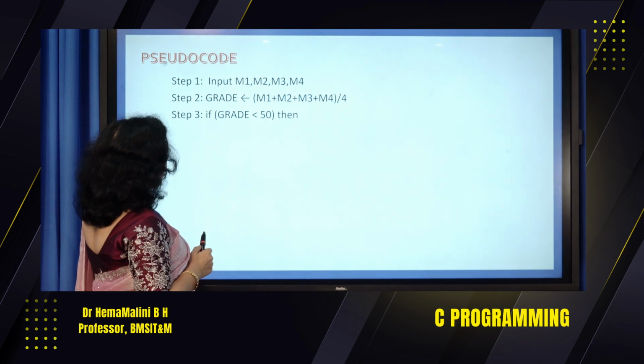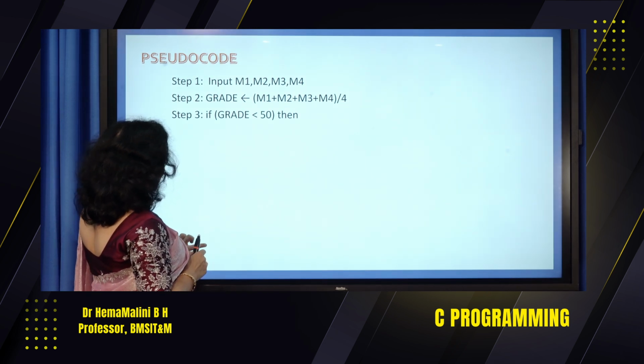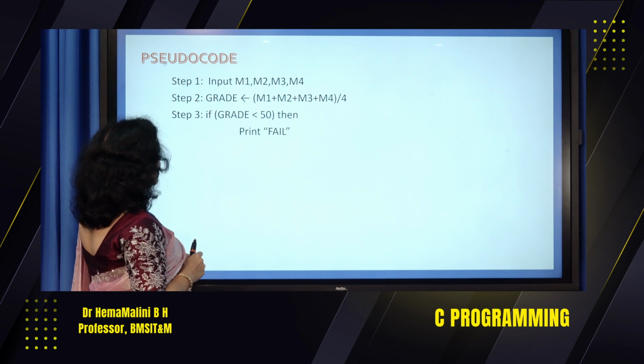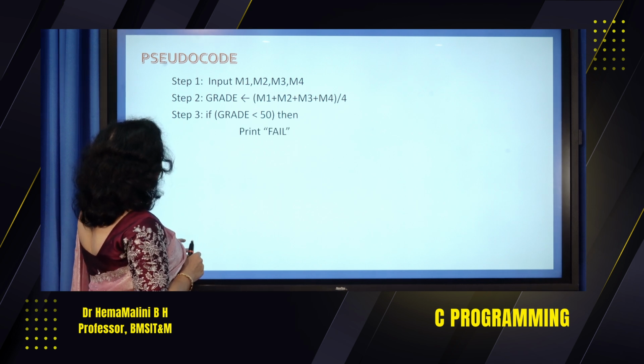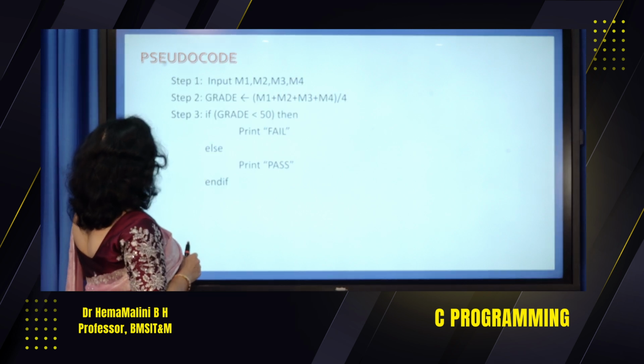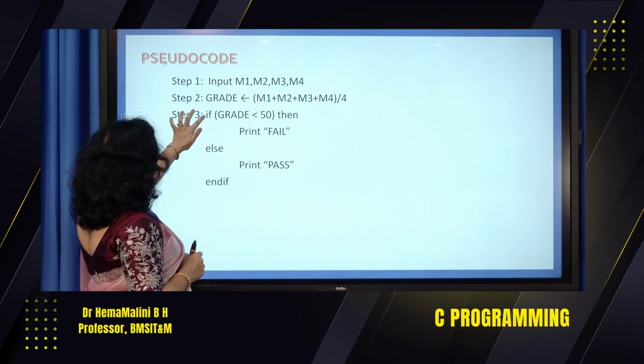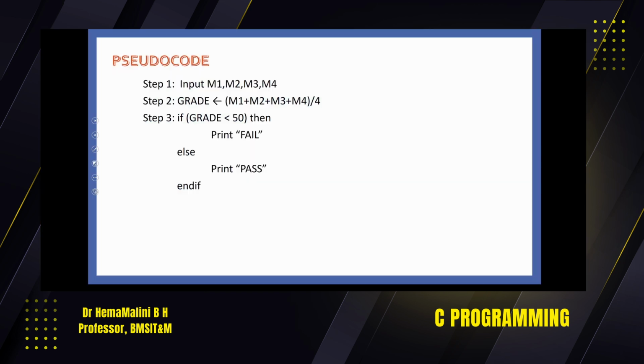Step 3, now we are going to check for the grade. If grade is less than 50, then we will print fail, else we will print pass. So, this is end if. Whenever we have if, this is the structure, that is if, else, and end if.